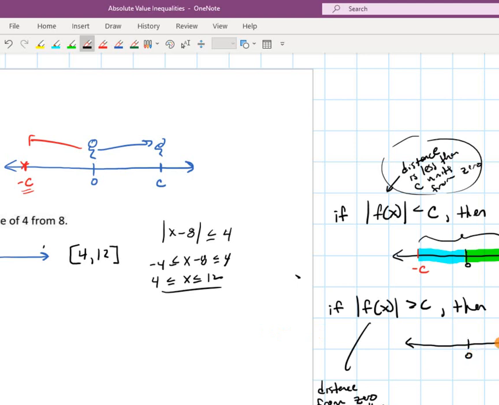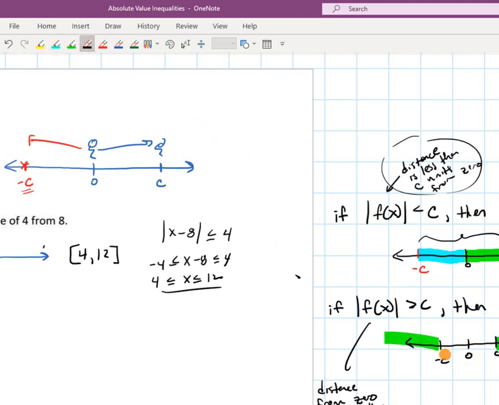So if 0 is here, c is there, more than c units means I have to be beyond c. And that's what this would say. I mean, f of x is greater than c. That's what would be created right here that I've highlighted. But then we can also be over here to the left of negative c. And if I'm ever in anything that's green over here, I would be more than c units from 0.